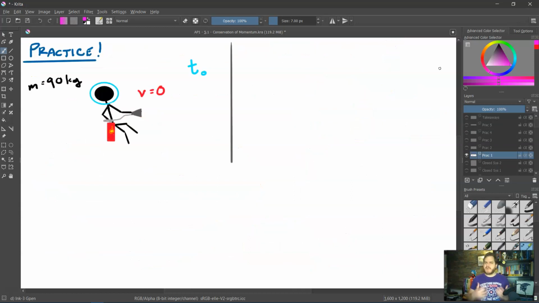All right, let's do one practice problem all together, and I'm going to go ahead and introduce it, but then I think you should pause it, try it on your own, and see what you think. Let's say we have some astronaut out in space, and they're holding a fire extinguisher, and the astronaut and the fire extinguisher together have a mass of 90 kilograms, and they're initially at rest.